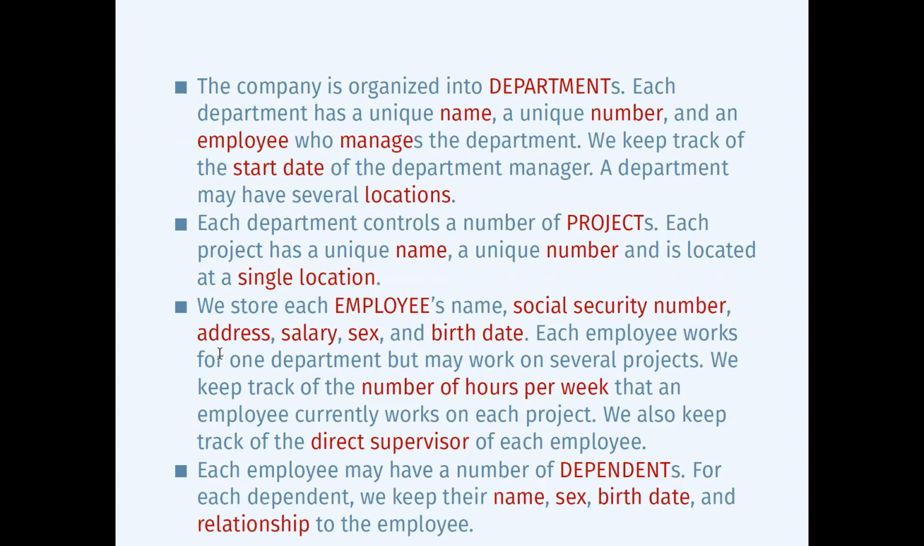So likewise, you should be able to identify attributes of each entity. Similar to that, if you look at project, name and number are attributes. Employee, you have social security number, address, salary. So these are attributes. If you take dependent, name, sex, birth date, relationship, they are attributes. Right.